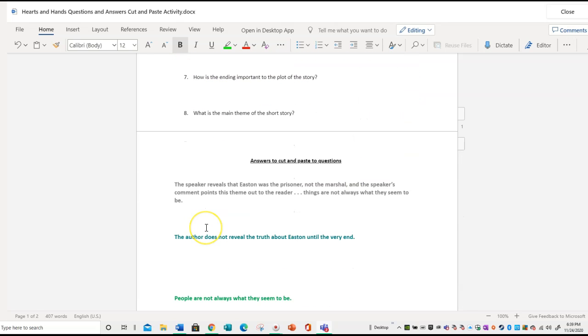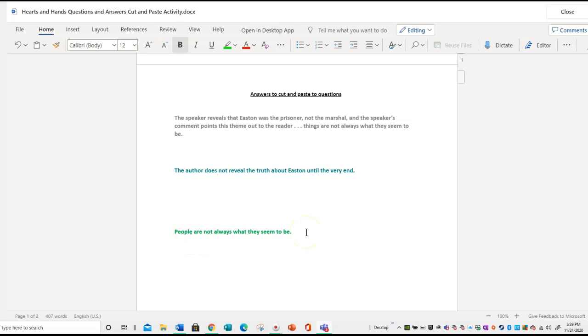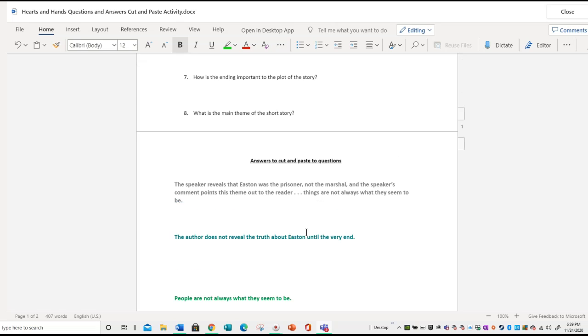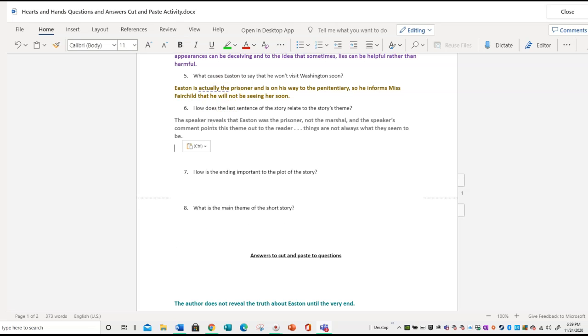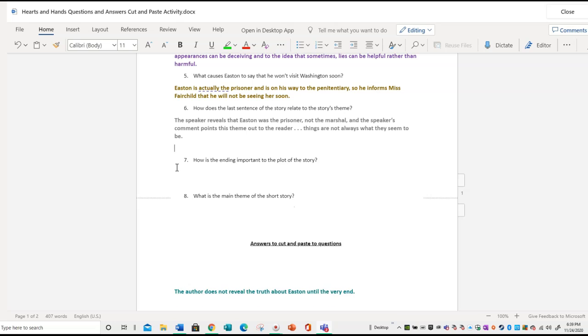Okay, so the theme, if it's people are not always what they seem, okay, right here, the speaker reveals that Easton was the prisoner, not the marshal, and the speaker's comment points this theme out to the reader. Things are not always what they seem to be. Okay, so sometimes in the question or the answer, there are clues. So the speaker is talking. So that last line is dialogue. So again, that's just confirming it. Control X, Control V.